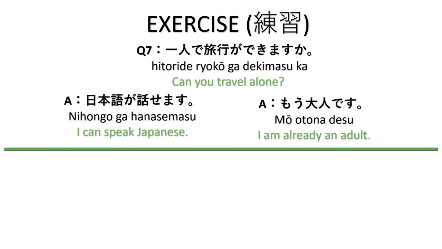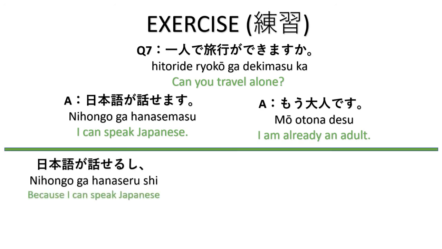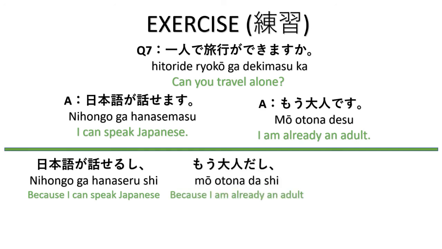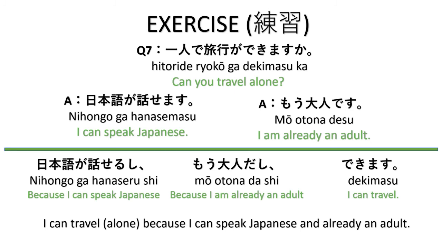Hitori de ryoko ga dekimasu ka? Can you travel alone? That's a question. The explanations are, Nihongo ga hanasemasu. I can speak Japanese. Mo otona desu. I'm already an adult. So the answer is in the positive. Nihongo ga hanaseru shi. Mo otona da shi. Dekimasu. I can travel alone because I can speak Japanese and I am already an adult.